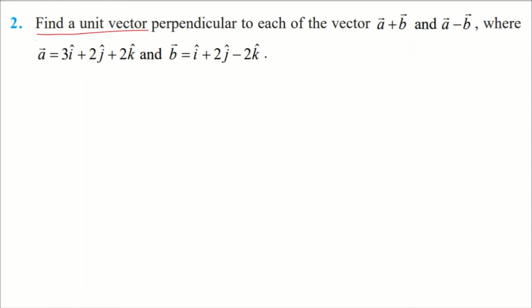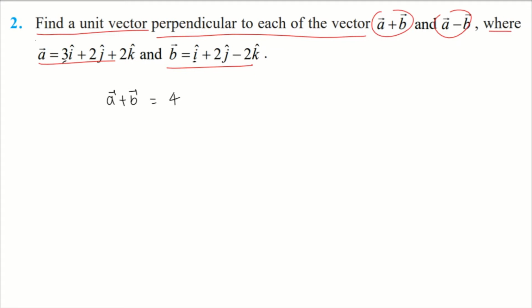Find a unit vector perpendicular to each of the vector a plus b and a minus b, where vector a is this and vector b is this. तो पहले a plus b और a minus b इन दोनों vectors को हम compute कर लेते हैं. Vector a plus b will give you 3 plus 1 is 4 i hat, 2 plus 2 is again 4 j hat, this time 2 plus negative 2 is just 0, तो उसको लिखने की कोई ज़रूरत नहीं है.